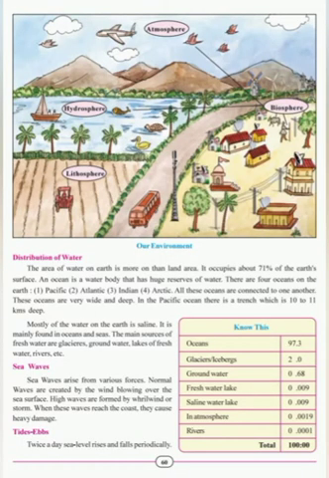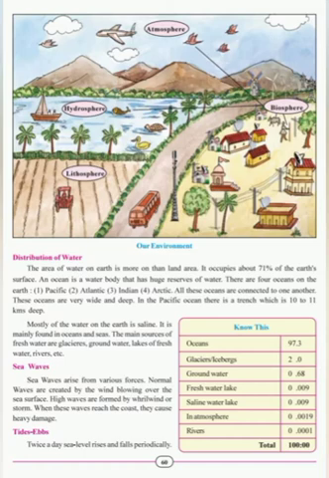Distribution of water. The area of water on earth is more than land area. It occupies about 71% of the earth's surface. An ocean is a water body that has huge reserves of water. There are 4 oceans on the earth: first Pacific, second Atlantic, third Indian and fourth Arctic.